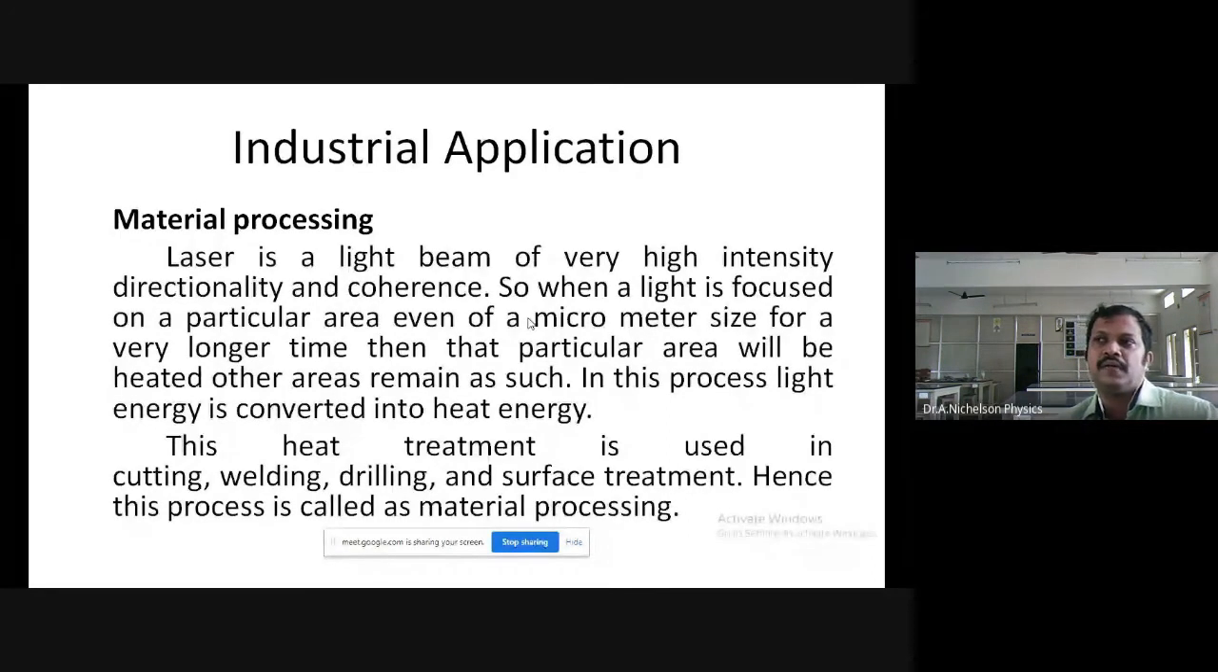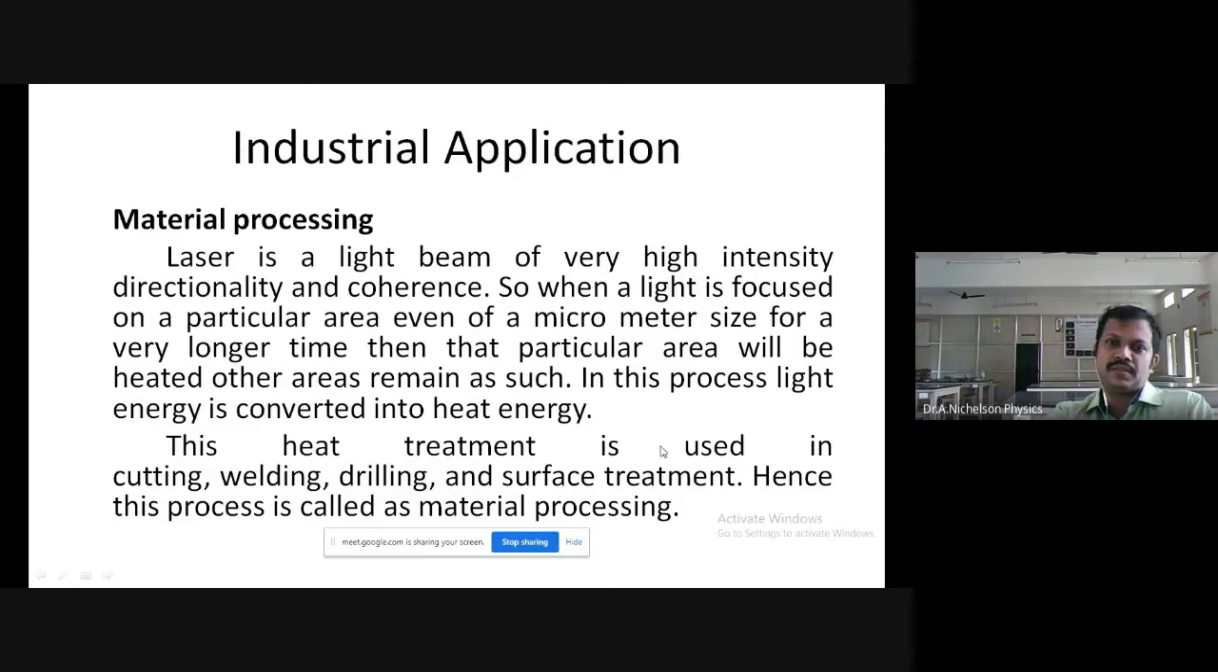So here, when you pass the laser onto a material, what happens? Since it has high intensity, this light energy can be converted to heat energy. So it produces intense heat. Because of this production of heat, when you pass the laser beam, it can be used for different processes like cutting, welding, drilling, and for surface treatment also.